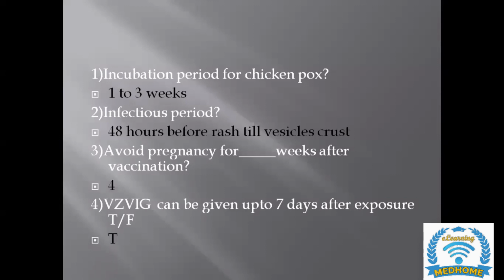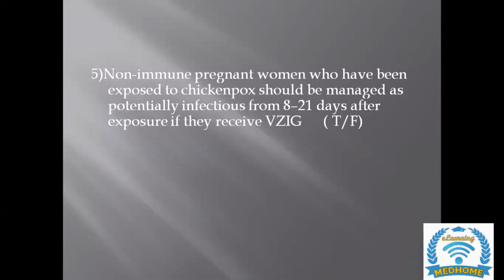Okay. So, non-immune pregnant women who have been exposed to chickenpox should be managed as potentially infectious from 8 to 21 days after exposure if they receive varicella zoster immunoglobulin. True or false? False. What is the true answer? 8 to 28 days after receiving immunoglobulin. Okay. 8 to 21 days if we have not given varicella zoster virus immunoglobulins.